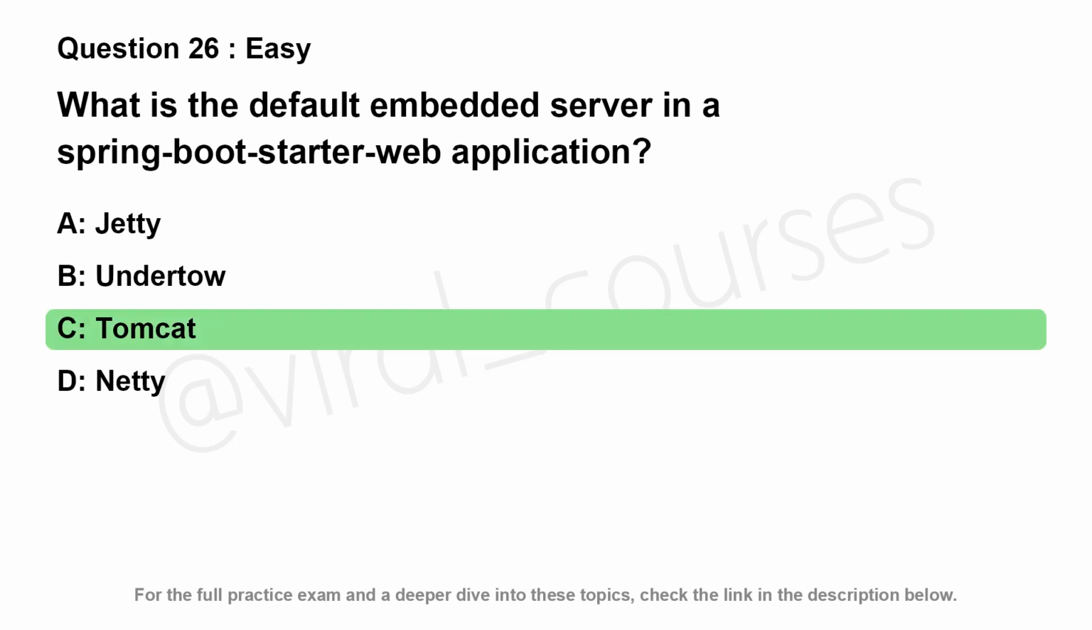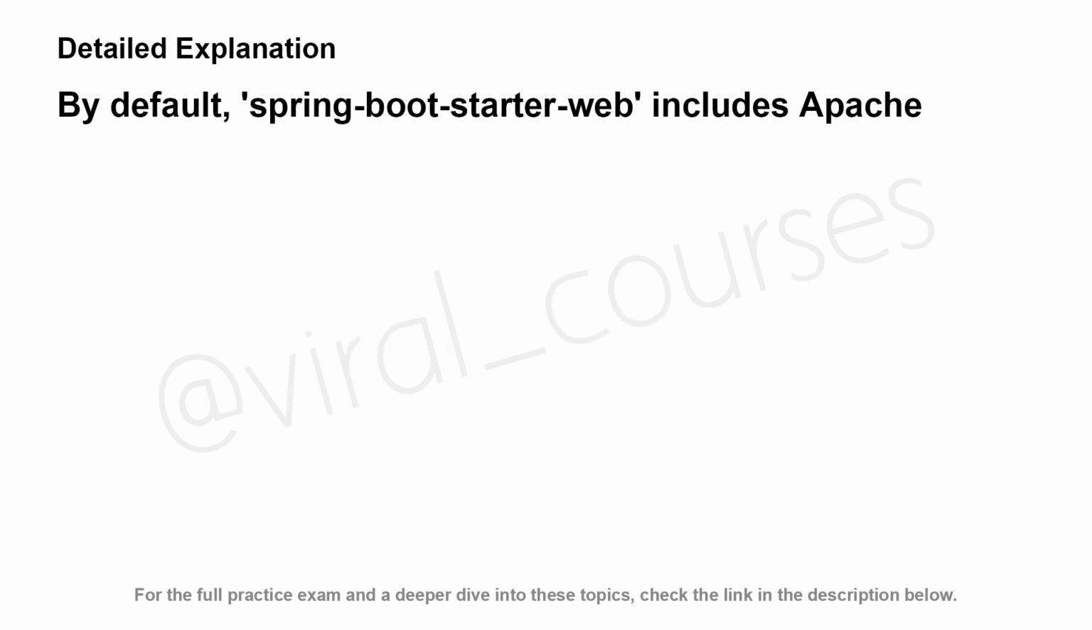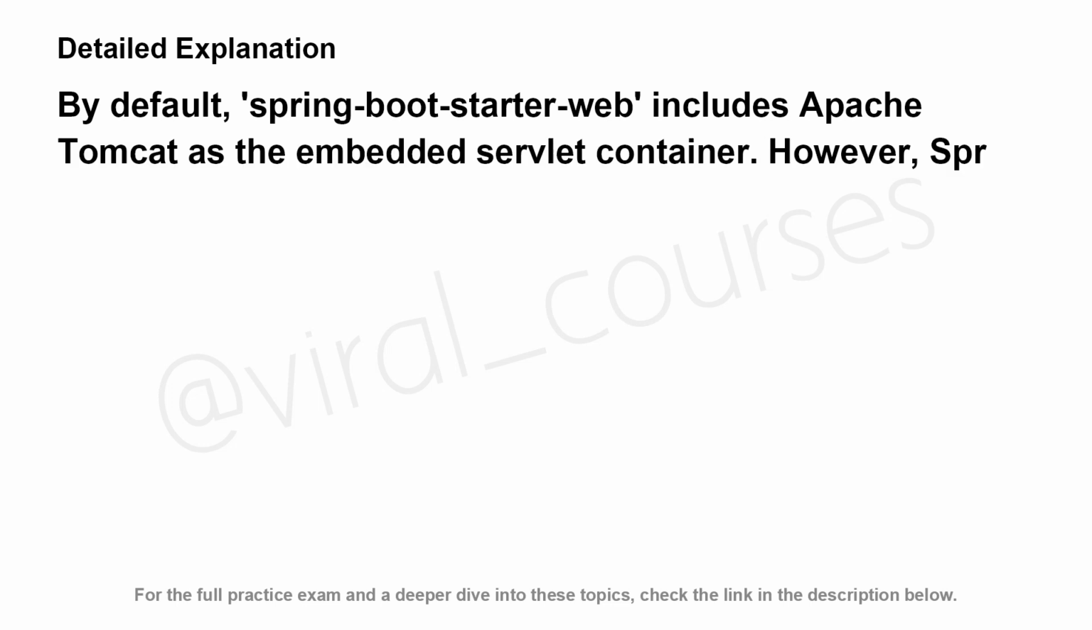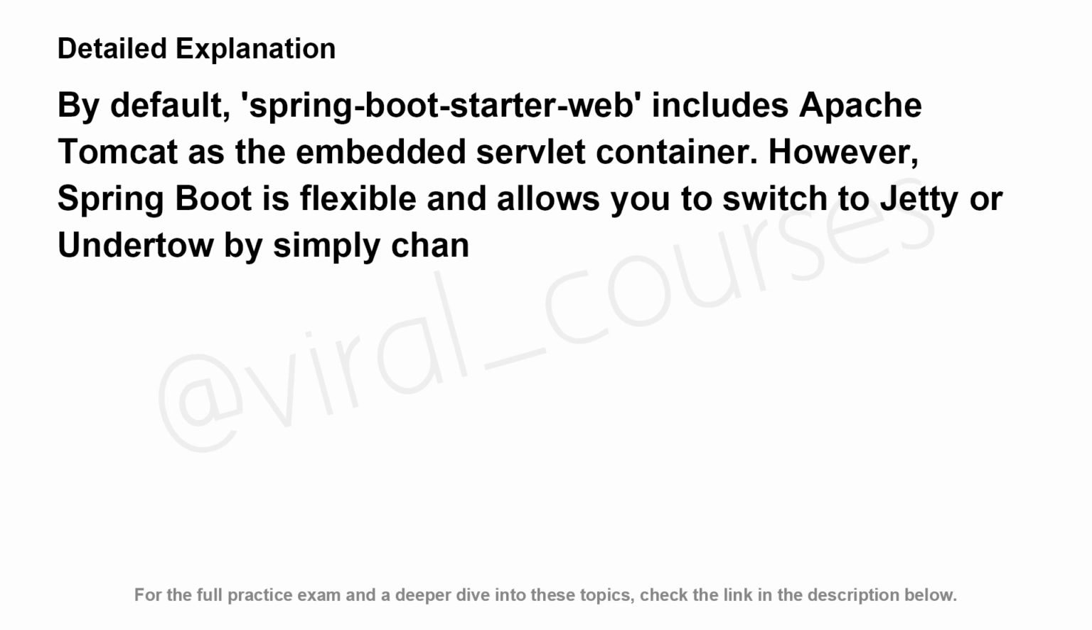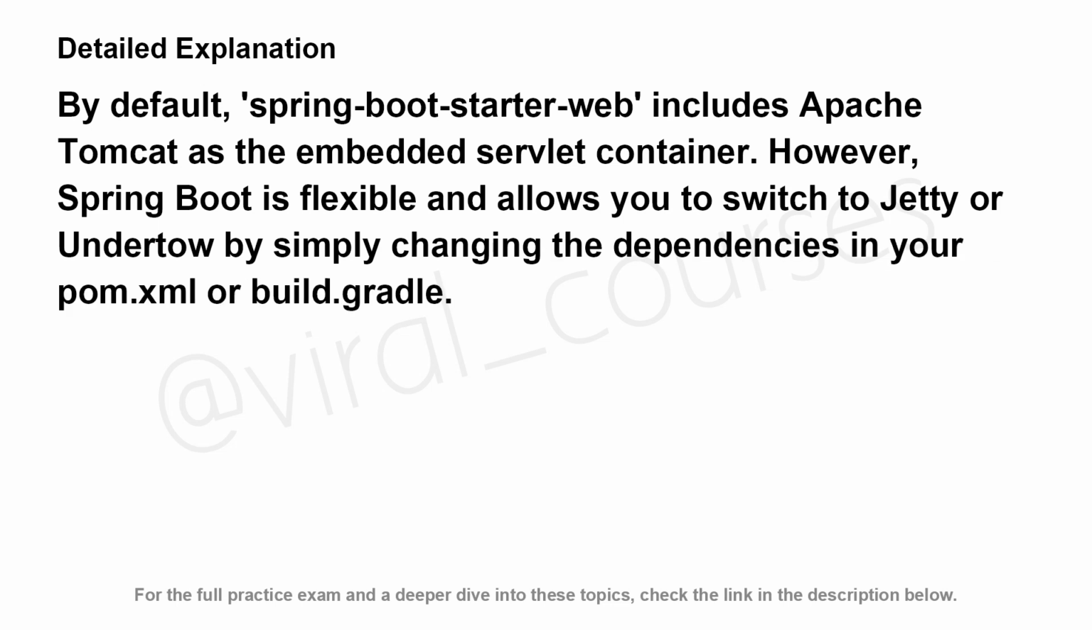The correct answer is C. By default, Spring Boot Starter Web includes Apache Tomcat as the embedded servlet container. However, Spring Boot is flexible and allows you to switch to Jetty or Undertow by simply changing the dependencies in your pom.xml or build.gradle.